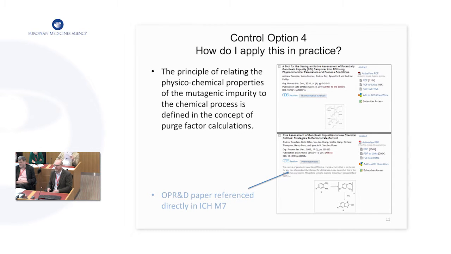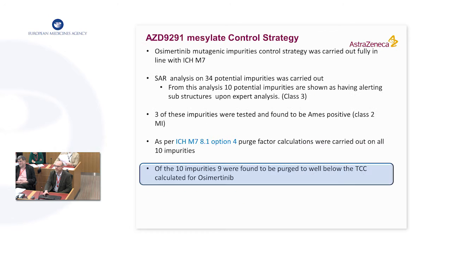And actually, as far as M7 is concerned, just to show some symmetry on this, what you'll see if you look at M7 is that not only does it describe the physicochemical properties, this whole idea and concept of comparing physicochemical properties to reactivity and using these purge calculations, it directly references a key paper that was written on this back in 2013, a cross-industry paper that showed the utility of this.